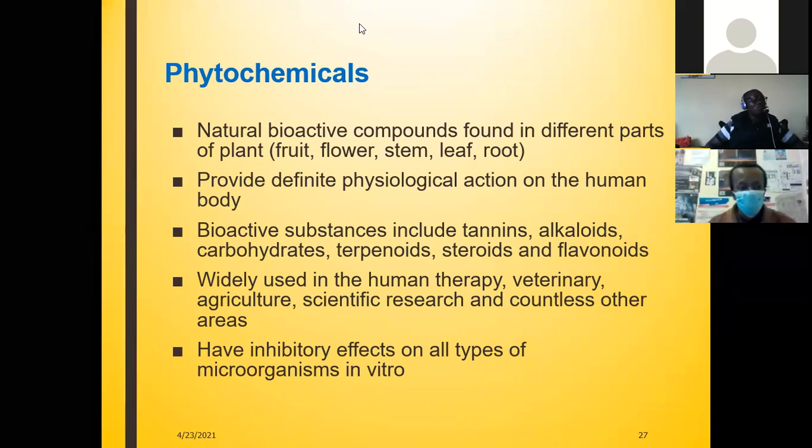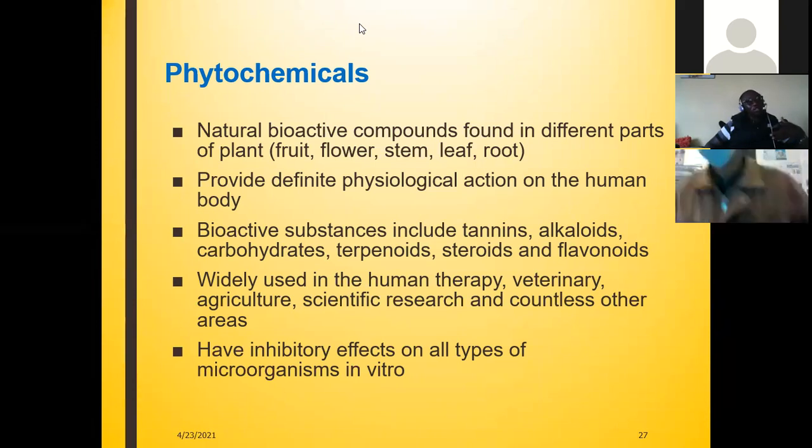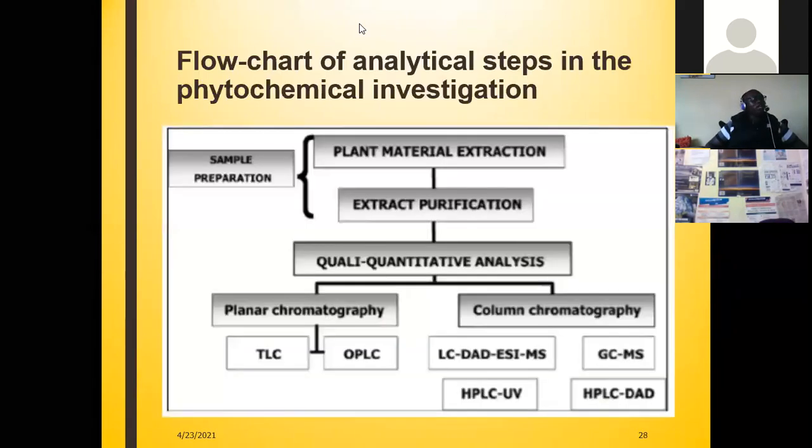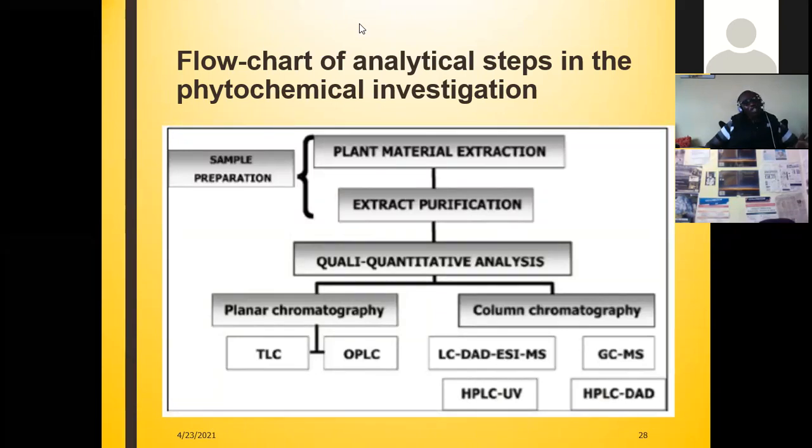These natural bioactive compounds have got application, as I said, in human therapy, in veterinary medicine, in agriculture, scientific research, and other areas that we can look at. This is just an image of a flowchart of what happens in the phytochemistry work, where the plant is collected, what I call plant material, and then it is extracted. This is the extraction of chemicals that are found in these plants. Then we have purification, so as to get the purified compounds that can be found in these plants.